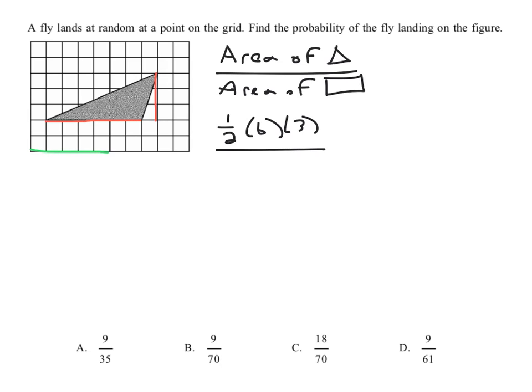2, 4, 5, 6, 7, 8, 9, 10 units by 2, 4, 6, 7. 10 by 7. And what you get when you multiply 1/2 of 6 is 3. 3 times 3 is 9. So you get 9 over 10 times 7 is 70. 9 over 70. And that is answer B.